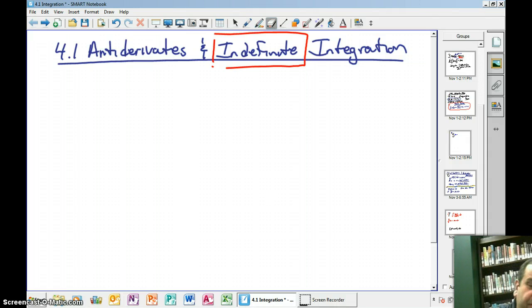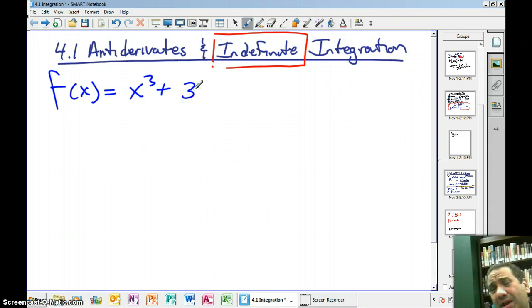Today we're going to look at antiderivatives and the indefinite integral. So we've been playing with functions that look something like this. A function could be x cubed plus 3. Well, when I go ahead and take the derivative of that, it will be 3x squared.